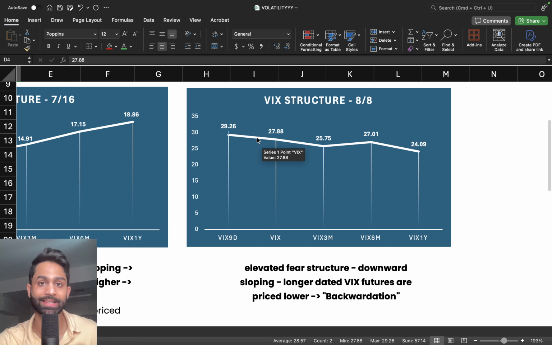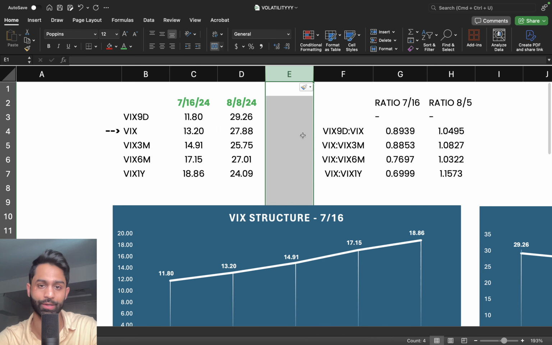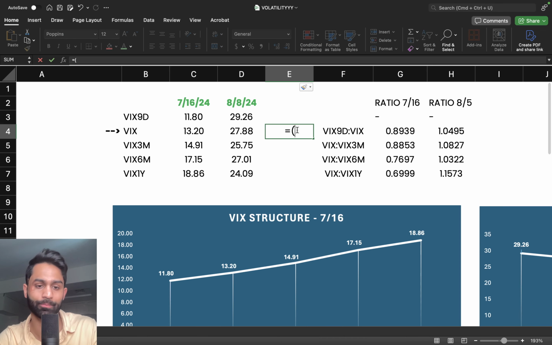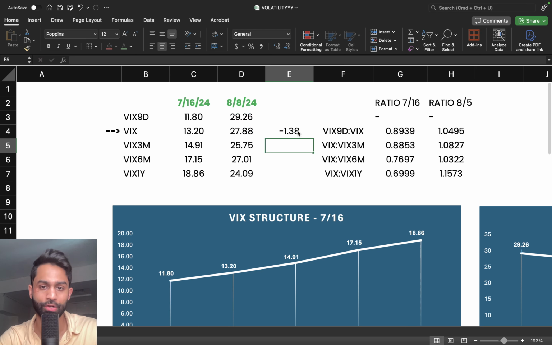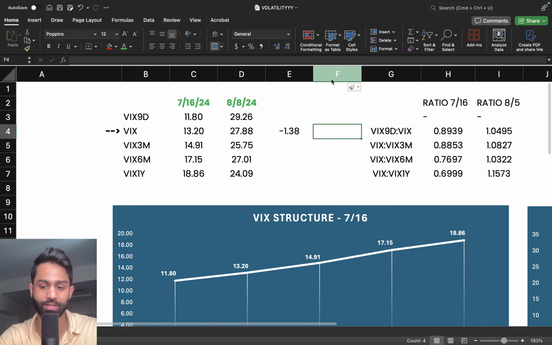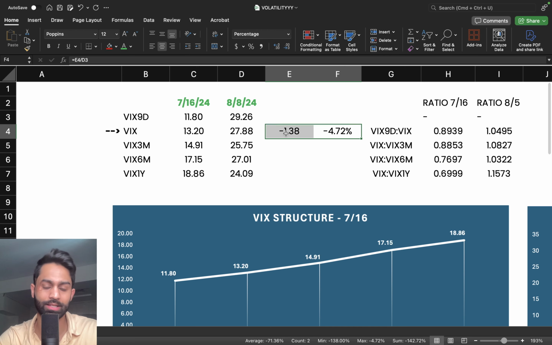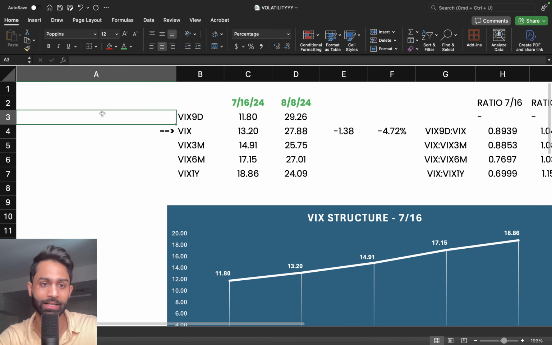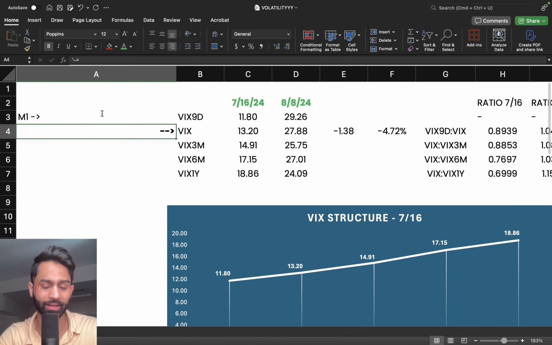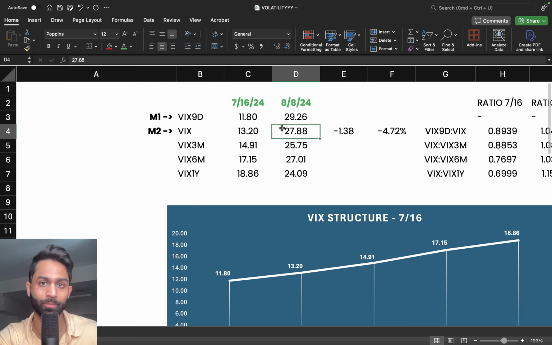So what we like to look at is the difference of this backwardation, and we can actually calculate that for ourselves. All we have to do is essentially M2 minus M1. That's going to give you the actual number, right? So minus 1.38 is the difference of this backwardation. But you can also calculate this in terms of percentages. You can take that number and divide it by the previous, and now you've got negative 4.72%. That is the level of backwardation that we're seeing between M1, which is this right here, because it's the first futures contract, and M2, which is the normal regular VIX over here.